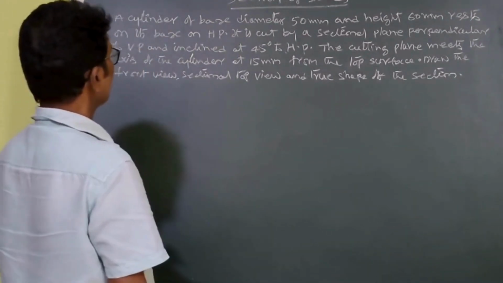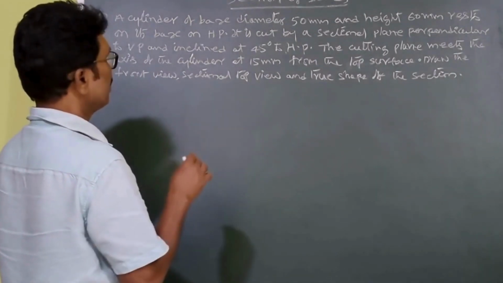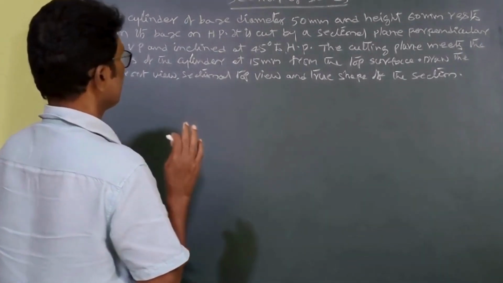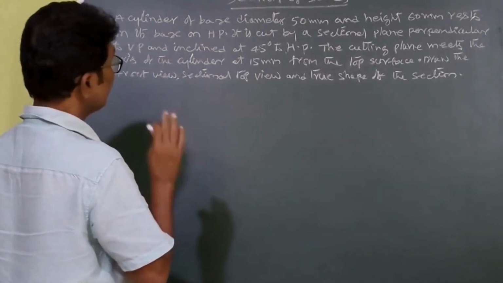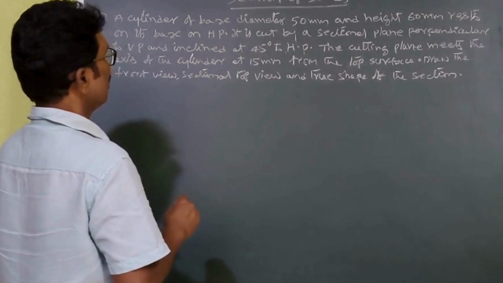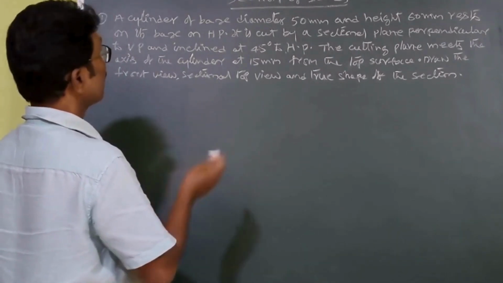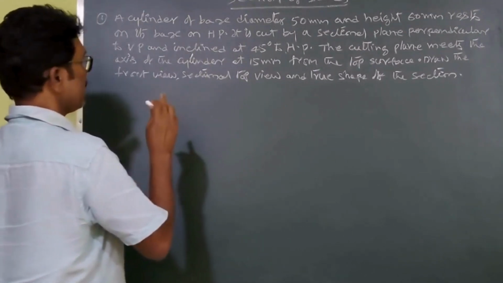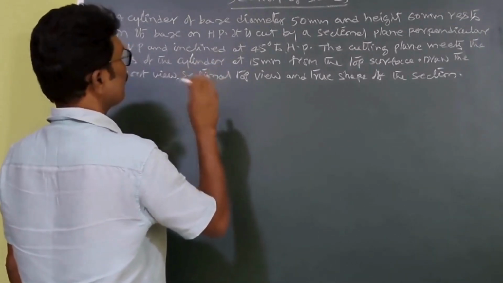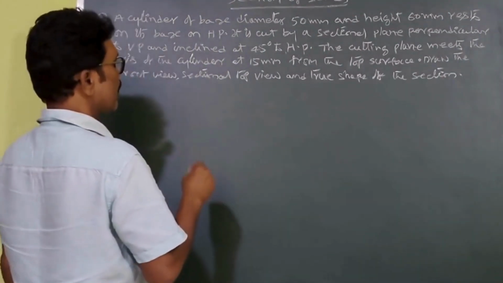Okay, the base of the cylinder is in the HP. The height of the cylinder is 60 mm, diameter 50 mm. The cutting plane is at 45 degrees to HP, and the cutting point should pass through the axis at 15 mm from the top. That is the position for which we have to develop the front view, top view and the true shape.